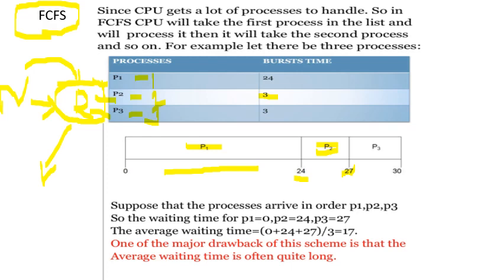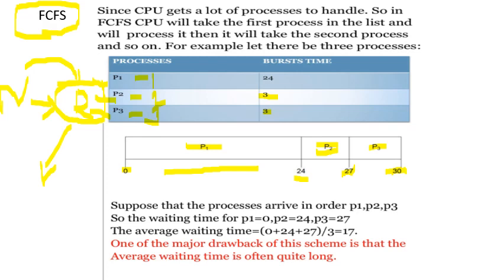Once P2 is released, P3 will start its execution and block the CPU. P3 will complete its execution within 3 milliseconds. The starting time is 27 milliseconds and the ending time of P3 is 30 milliseconds. So overall, starting from the 0th millisecond, all three processes completed execution at the 30th millisecond.